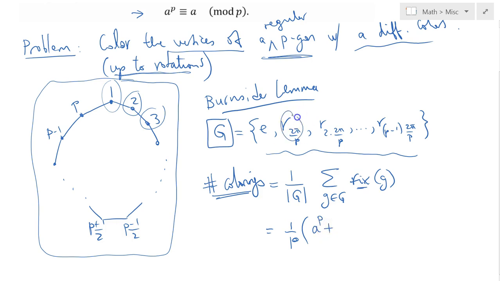Plus, now we are rotating by 2 pi over P. In that case, 1 will move to 2, 2 will move to 3, and so on. So there will be a unique mega cycle, a big cycle. And in total, there are A different ways to color this cycle, right? Because whatever color 1 is, 2 should have the same color, and whatever color 2 is, 3 should have the same color, and so on.